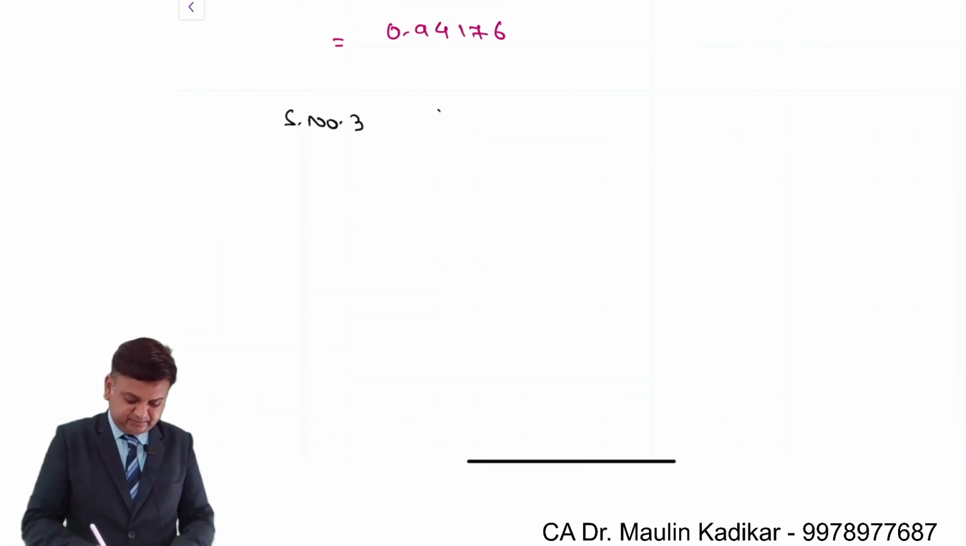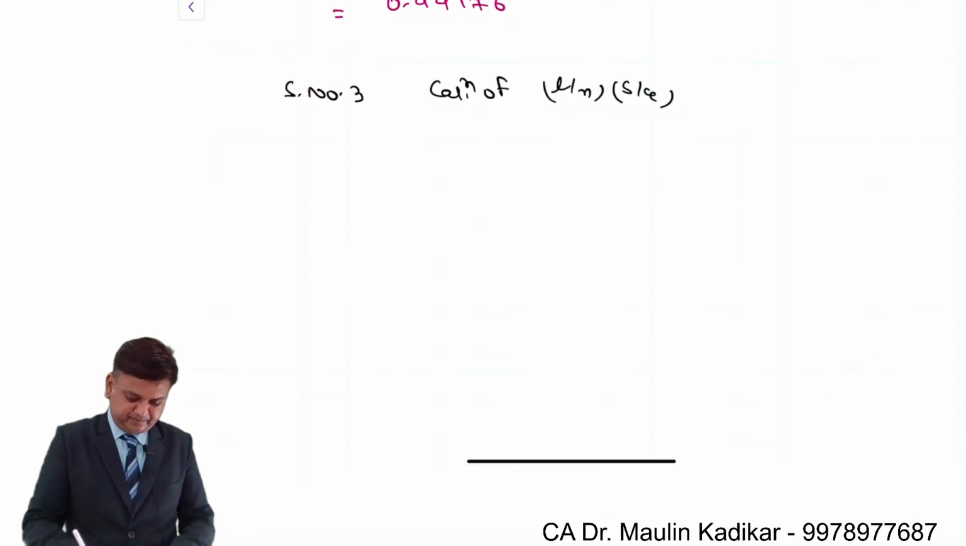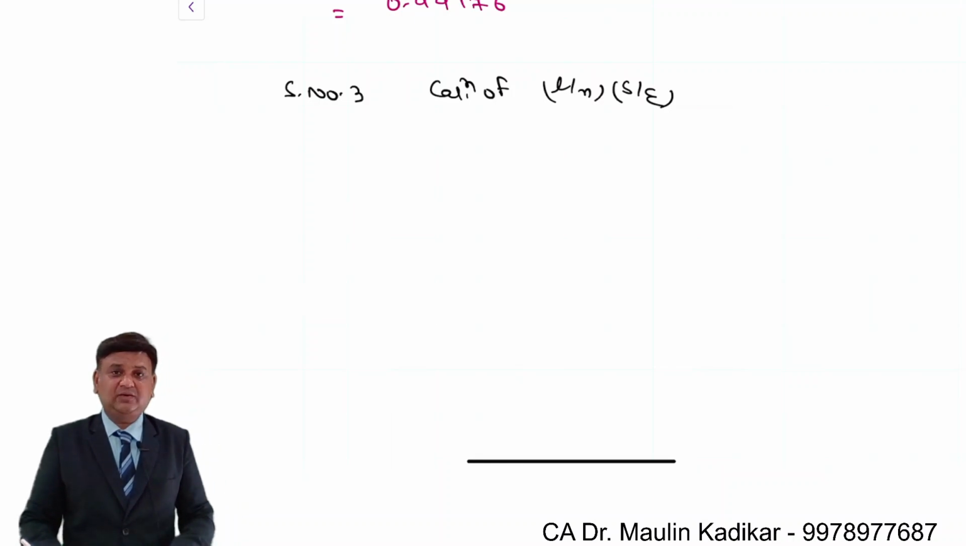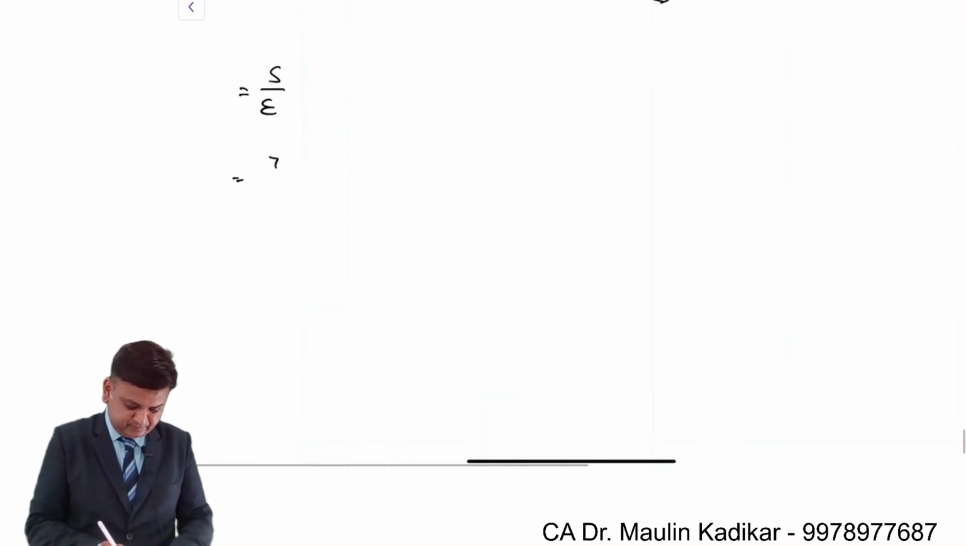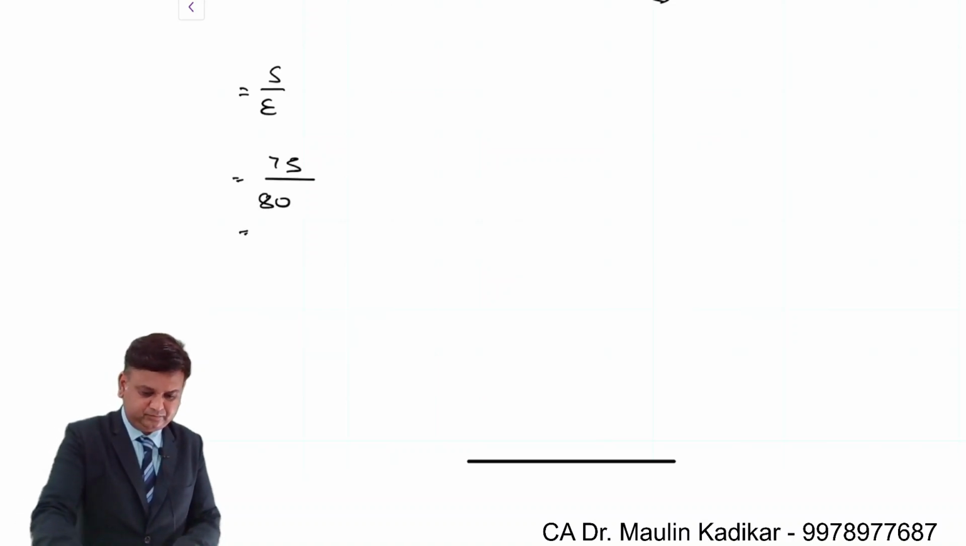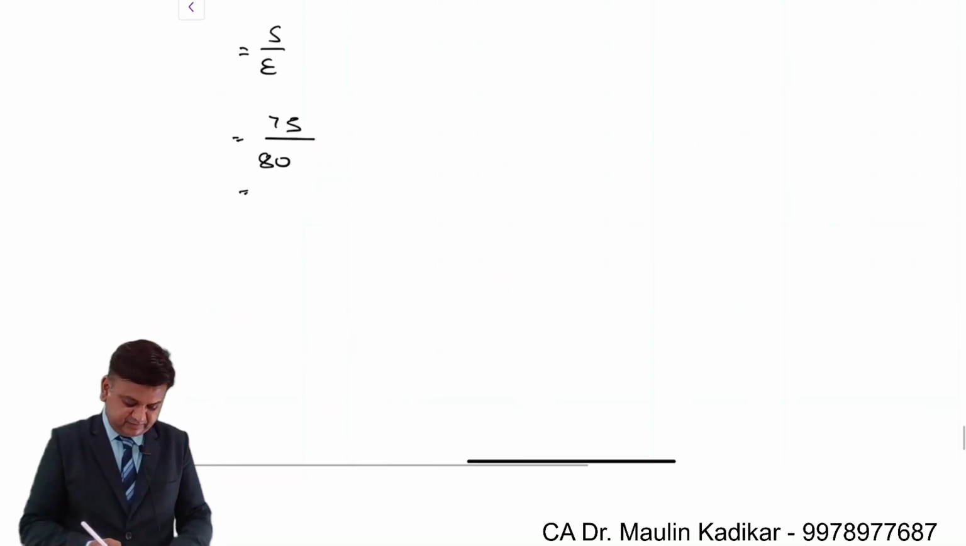Step number 3, calculation of ln S divided by E. Now this can be calculated again by 2 methods. Spot divided by exercise, 75 upon 80. The answer is 0.9375.